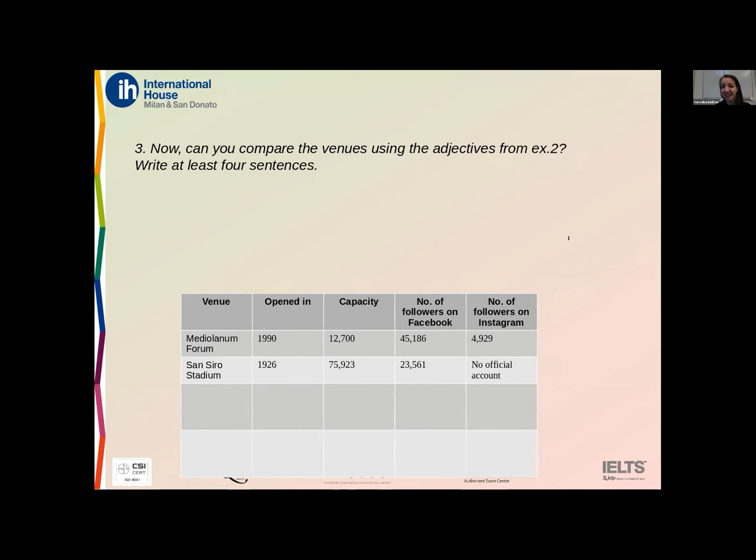Definitely, San Zero should get an Instagram account. This could be another task for your students. Maybe you can set it as homework, for example, pretending that they are students, and write an email to San Zero asking to create their Instagram account. Okay, right.